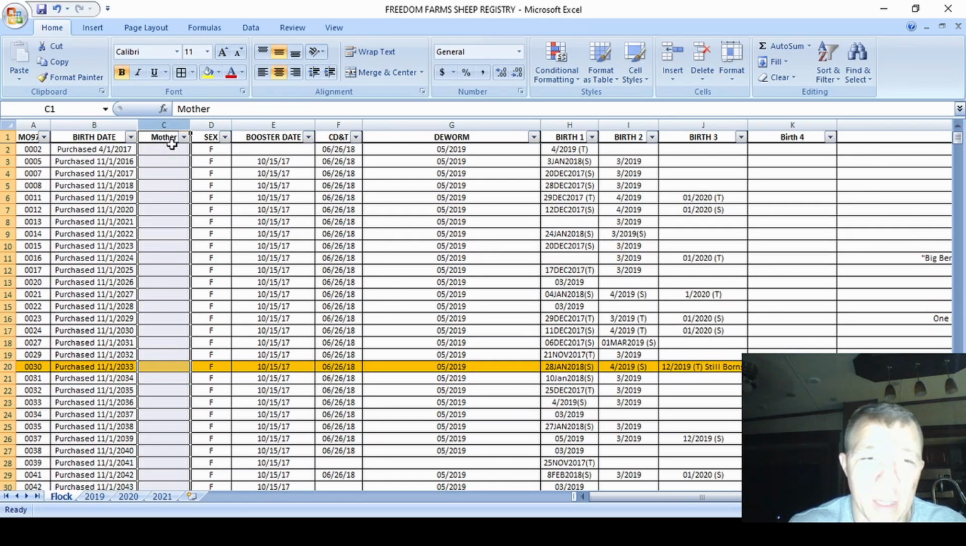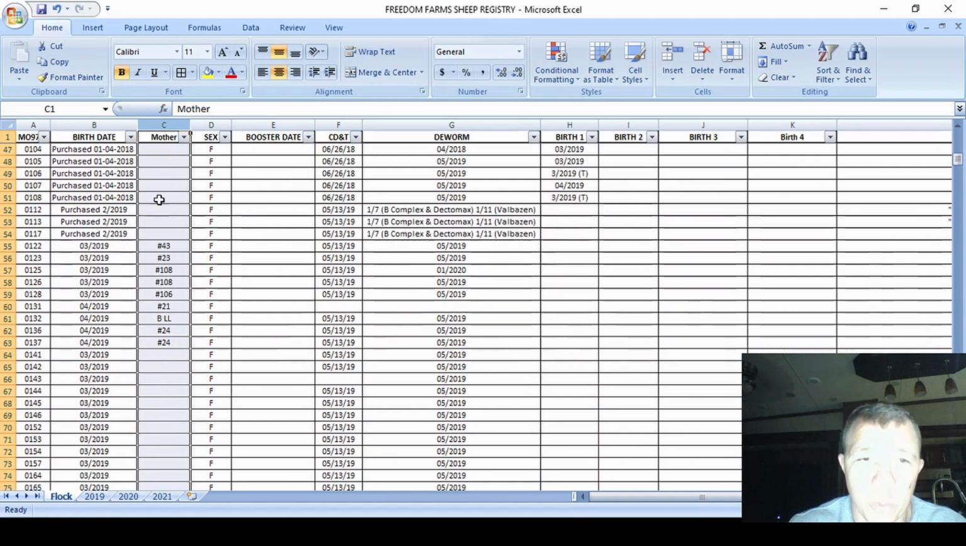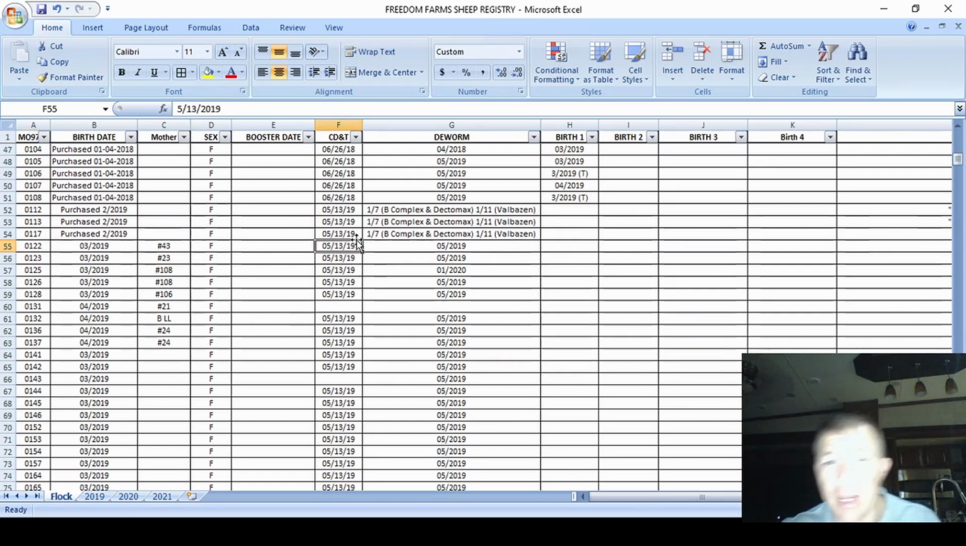Column Charlie is actually going to show who the mother is. So that's more along the lines of for ones that were born here. So for instance, ewe 122 was born here in March 2019. Her mom was number 43, and obviously this is female. She had her CD&T on May 13th, 2019, and she would have gotten her booster June 13th, 2019.